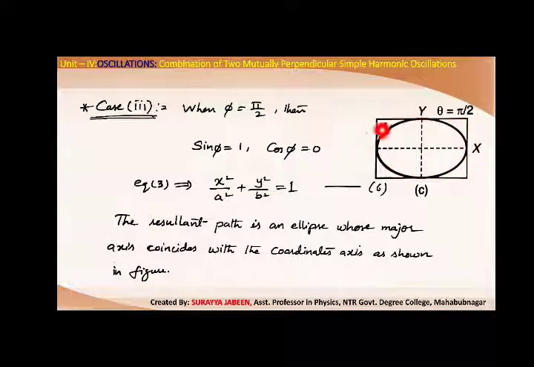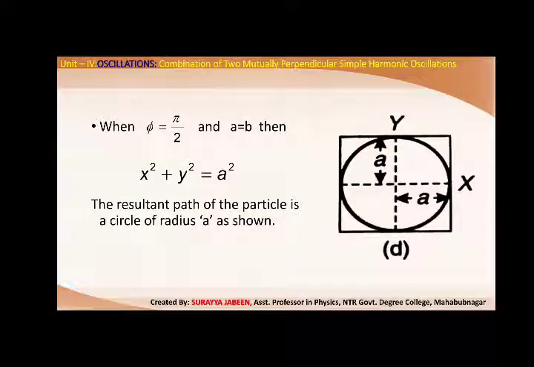The resultant path of two perpendicular simple harmonic vibrations having equal frequencies, and a phase difference between the two vibrations of 90 degrees, pi by 2, is an ellipse. Here in this case, case 3, when phi equal to pi by 2, we can take another subcase also. What is the subcase? When phi equal to pi by 2 and A equal to B.